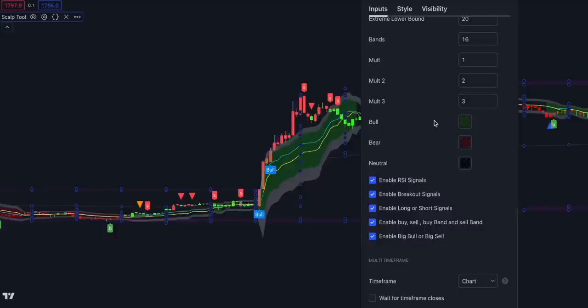Overall, this all-in-one tool is super flexible. You can code it into a strategy and automate it with Pionex. If you don't know how to do it, check out this video right here. Alright, let's move on to the next indicator.